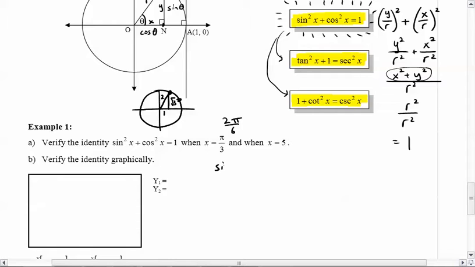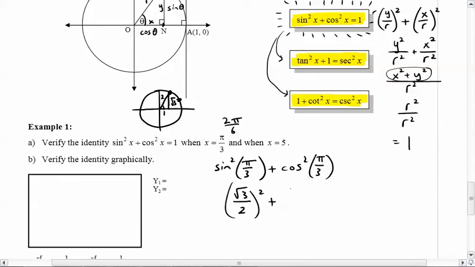So sine squared of pi over 3 plus cosine squared of pi over 3. We want to see, is this actually equal to 1? So sine of pi over 3 is opposite over hypotenuse, so root 3 over 2. Cosine is adjacent over hypotenuse, so 1 over 2, and then the square. Root 3 squared is 3, 2 squared is 4, 1 squared is 1, 2 squared is 4, and 3 plus 1 is 4. So we get 4 over 4, which is 1.